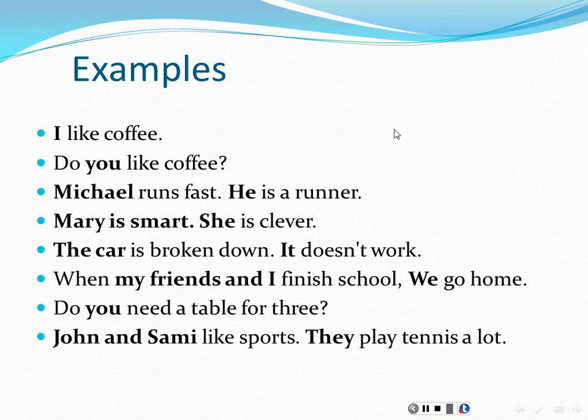The last example, maybe this is the last example. John and Sammy like sports. First of all, they are two, John and Sammy. We have two people, and both of them are not here.